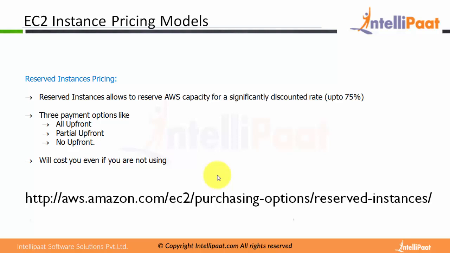In reserved instance, there are three types of payment options. All upfront, which means you pay everything from the beginning, then there will be no monthly cost. In partial upfront, you pay 50% or some amount from the beginning, and then it would charge you a very minimal amount every month. In no upfront, you don't pay at all, but it costs you a fixed amount every month. And for all these options, it will charge you even if you are not using the reserved instance.